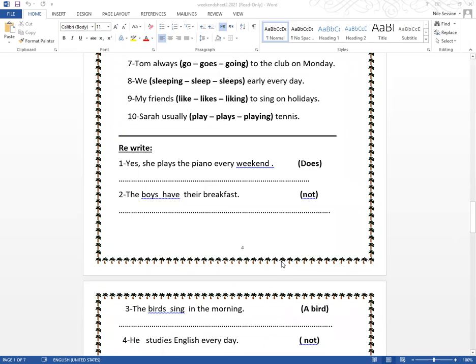Number 2: The boys have their breakfast. I want to use not. Not means negative. So who will carry the not here? The boys equal they. They don't have their breakfast. The boys don't have their breakfast. The negative from have is don't have, and the negative from has is doesn't have.